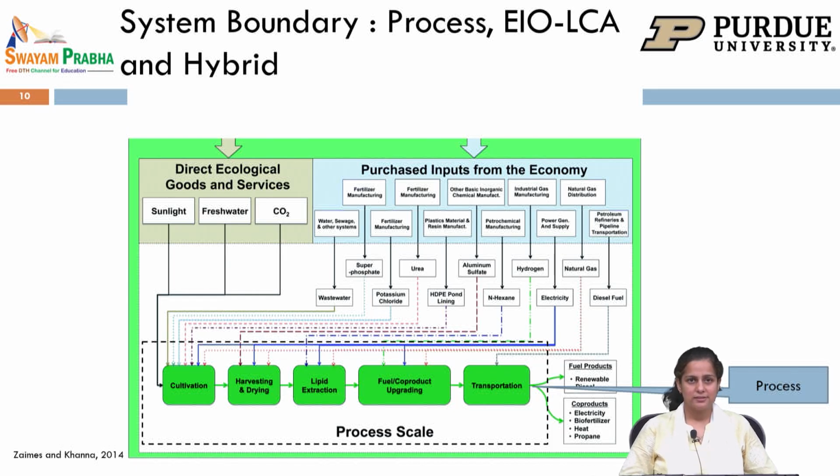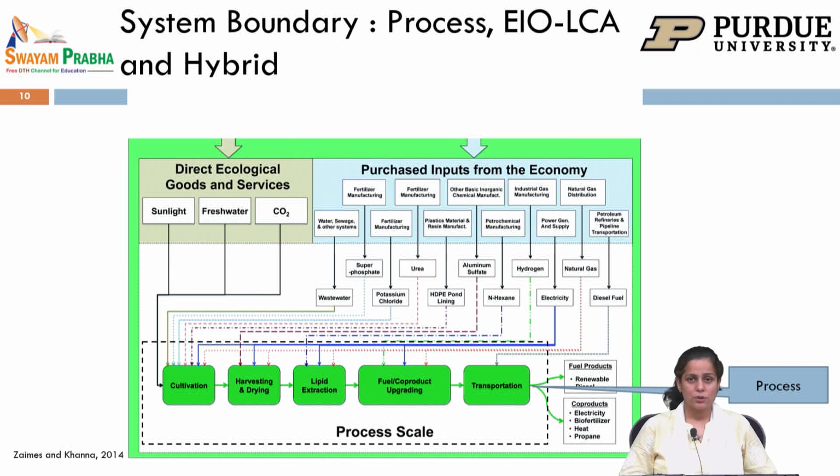However, we can see that this process requires a lot of upstream inputs, such as urea, superphosphate, water, potassium chloride, nitrogen, hexane, aluminum sulfate. All of these chemicals are inputs, and since these chemicals are also manufactured through some processes, they will also entail some environmental impact for the life cycle of algal biodiesel production. Hence, we also want to include the impact of these upstream processes that manufacture these chemicals.